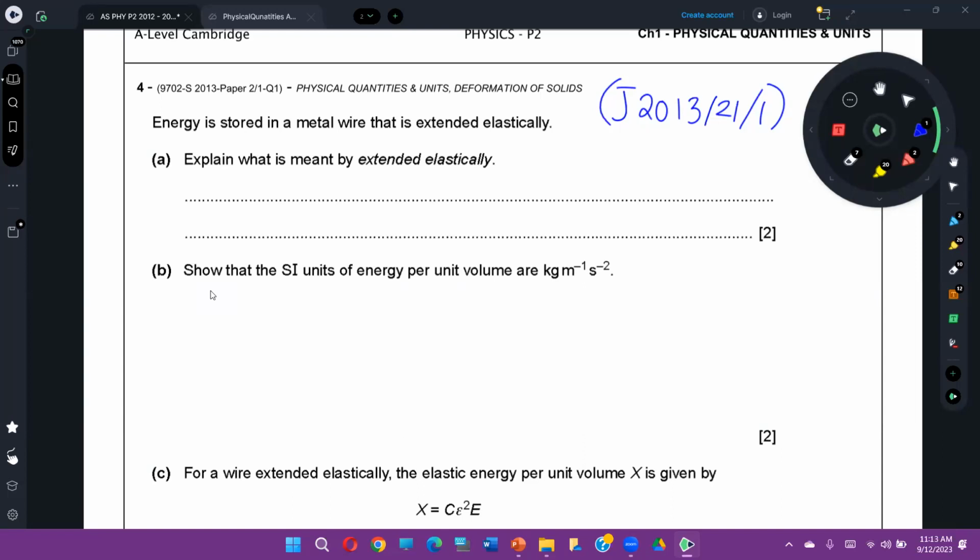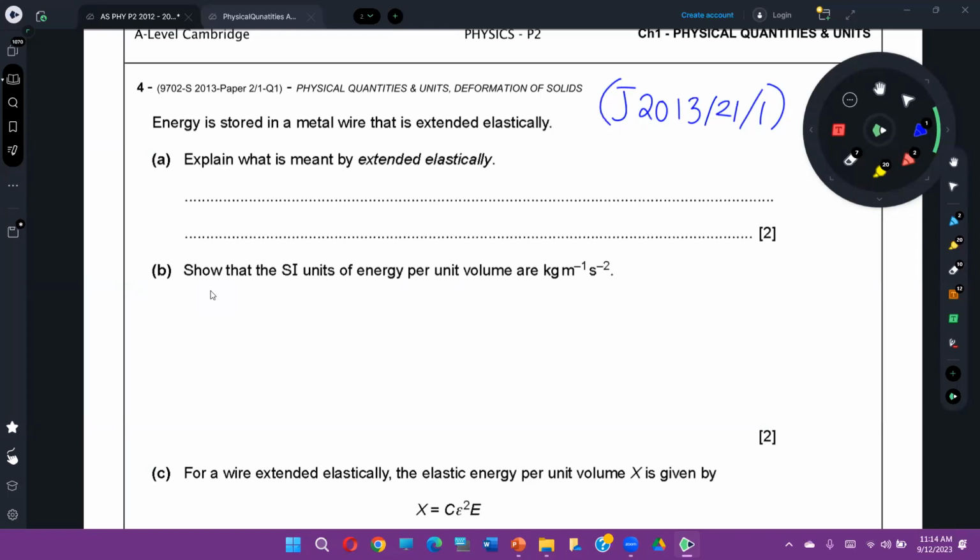Now, remember that in question 1 of paper 2, like this is a question 1, some people always get a problem that some topics are coming from the later chapter. Base unit can come from any chapter. So when you come across a problem like this part 1, do not get worried. Obviously, at the time of paper, you know the whole syllabus. The first part, explain what is meant by extended elastically. This is an O-level concept.